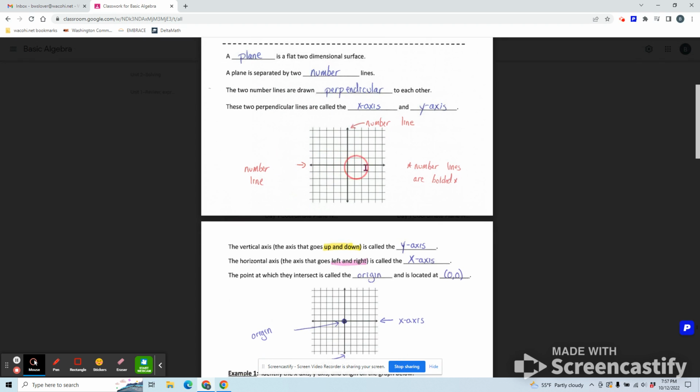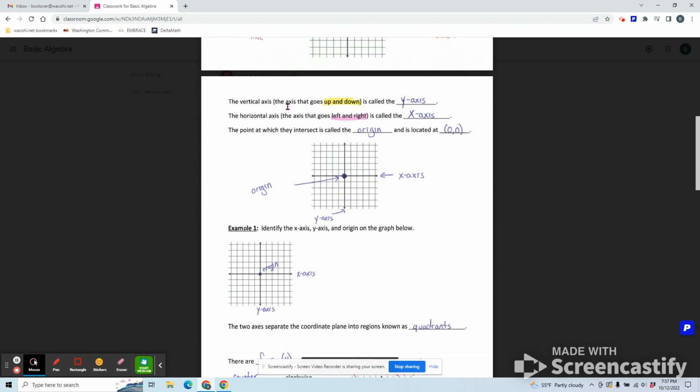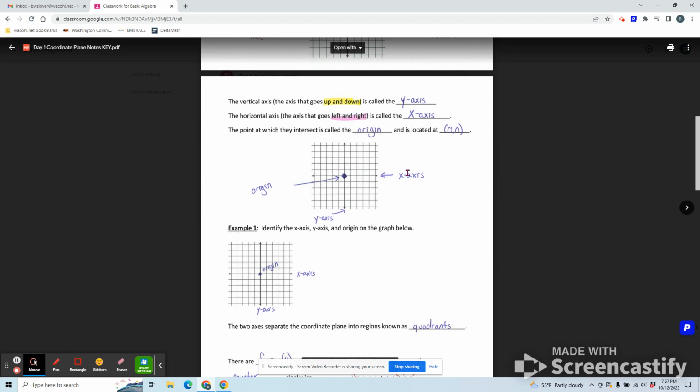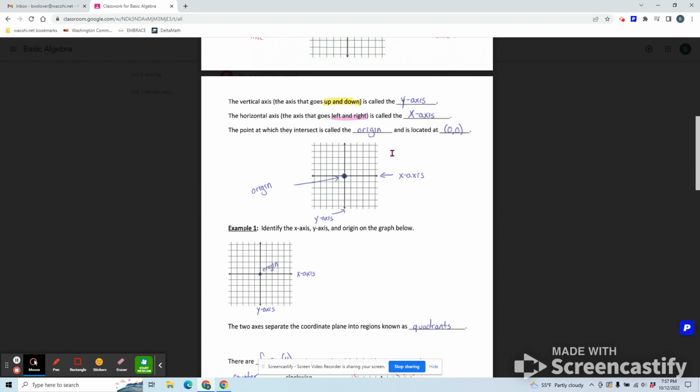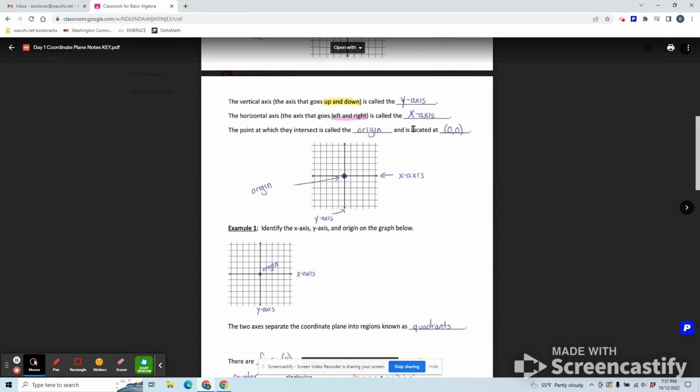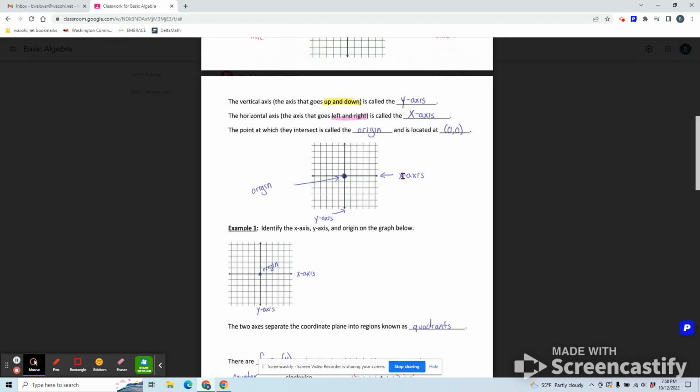So here are my number lines. Here's one of them. Here's my other number line. Where they meet should form a right angle. These axes are bolded, so that way they stand out and they're a little bit easier to see on your graph. The vertical axis, which is the axis that goes up and down, is called the y-axis. The horizontal axis, which is the one that goes left to right, is called the x-axis.